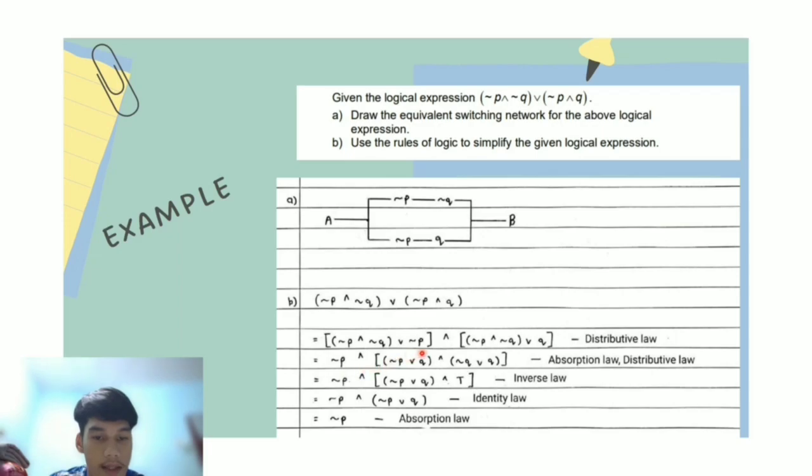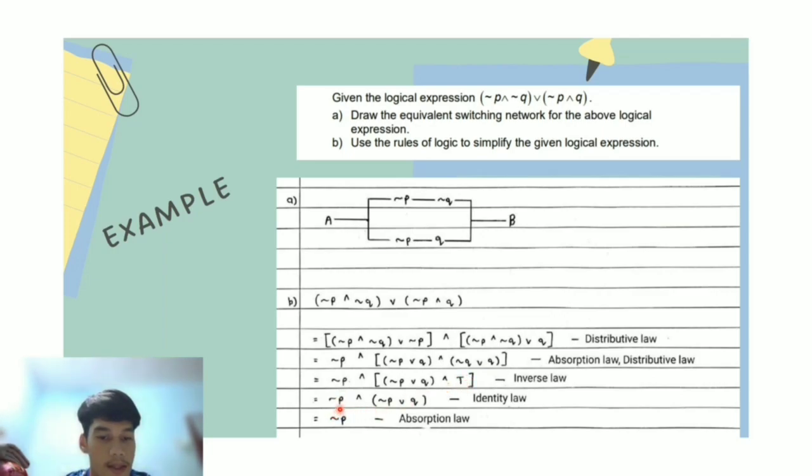Next, if you look at this expression, we can use the absorption law because we have two of the same, which is not P, and we get not P with the absorption law. And in this expression, we can use the distributive law with Q times not P and Q times not Q, and it looks like this. Next, we just copy the not P, and in this expression, we can use the inverse law on not Q or Q, and we get T.